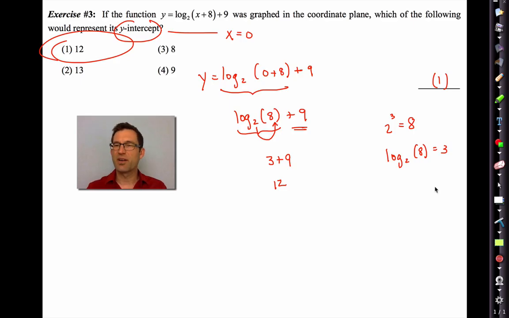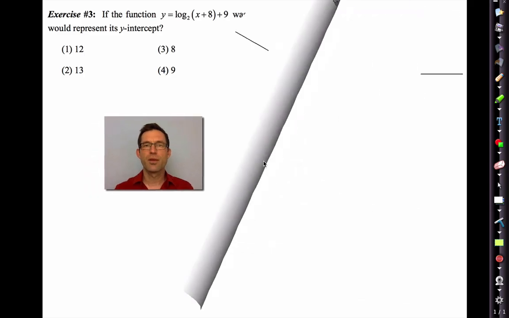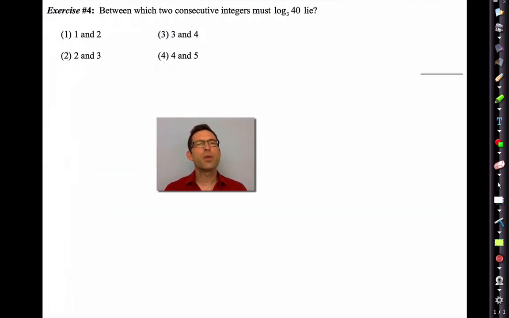All right, I'm going to clear it out. Let's take a look at another one. Between which two consecutive integers must log base 3 of 40 lie? All right. Ooh. Again, pause the video here and think about this.